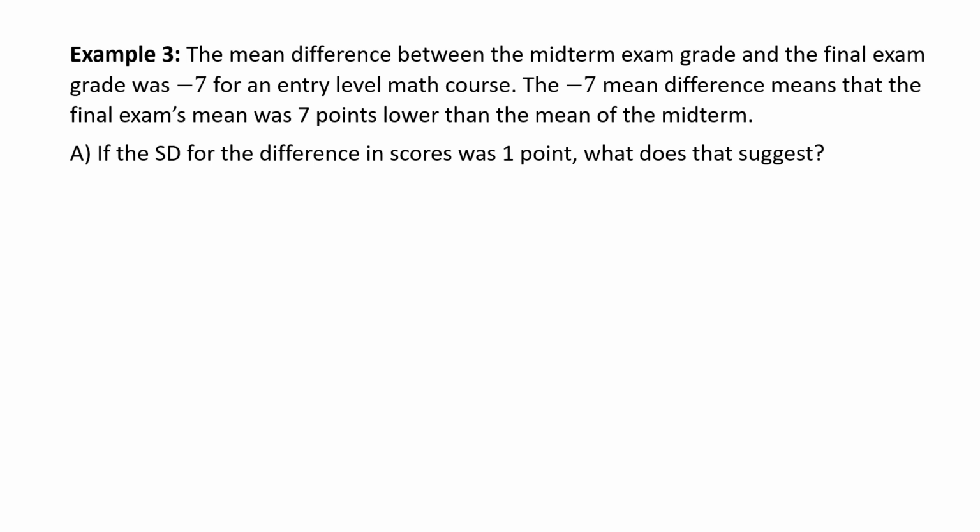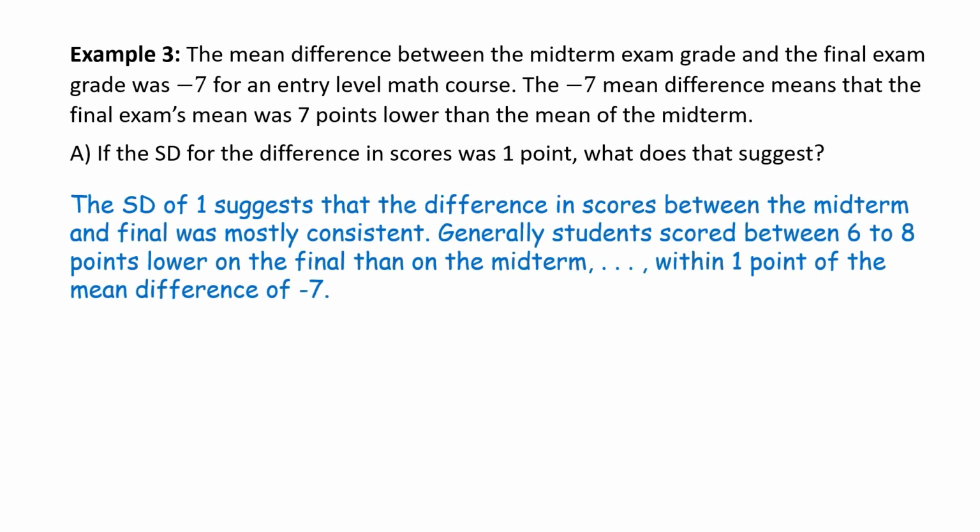Example, the mean difference between the midterm exam grade and the final exam grade was -7 for an entry-level math course. The -7 mean difference means that the final exam's mean was 7 points lower than the mean of the midterm. Part A. If the SD for the difference in scores is 1 point, what does that suggest? The standard deviation of 1 suggests that the difference in scores between the midterm and final was mostly consistent. Generally, students scored between 6 to 8 points lower on the final than on the midterm. That's within 1 point of the mean difference of -7.